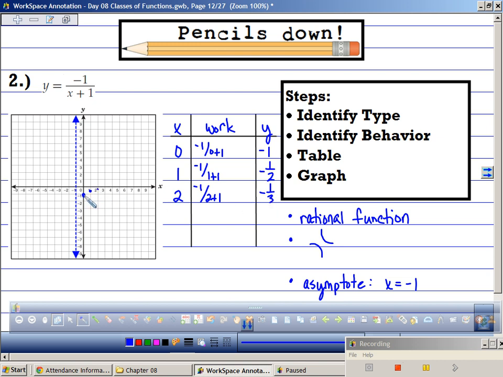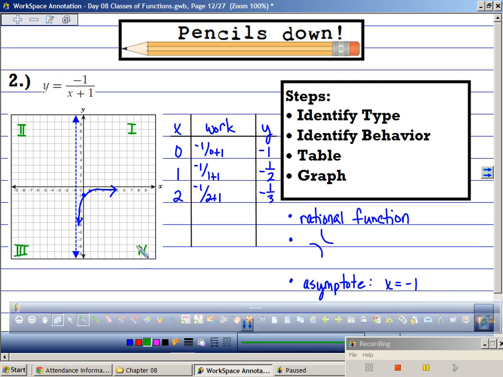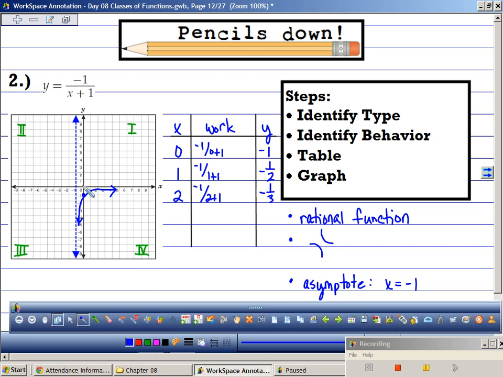It's gradually going in this direction, right? So this rational function must go like that. Now let's see what the behavior is on the other side. Let's predict. Which quadrant do you think it's going to be? You guys remember your quadrants? This is the first quadrant. This is the second, third, fourth. I'm guessing it's going to be in your second quadrant.